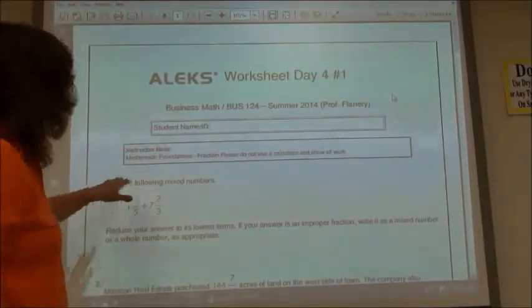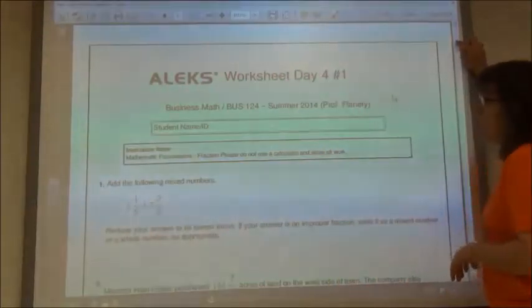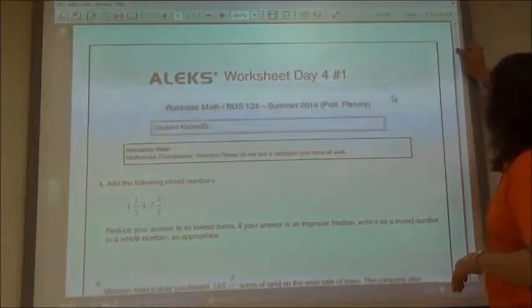Worksheet D4, again in the Math Foundations, continuing on with fractions. We're going to start with adding and subtracting mixed numbers.